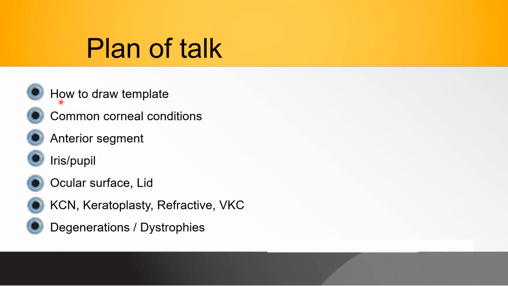Plan of the talk is how to draw the templates, common corneal conditions, anterior segment conditions, drawing iris and pupil, ocular surface and lid drawings, normal pathologies like keratoconus, keratoplasty, refractive surgery, and VKC, and corneal degenerations and dystrophies. So we'll do them one by one.